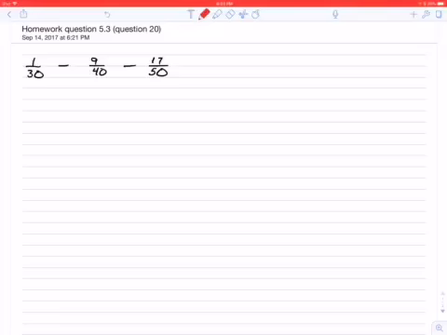To add and subtract fractions, I need to find the least common multiple for all the denominators. To do that, I'll first find the prime factorization for each of the denominators.